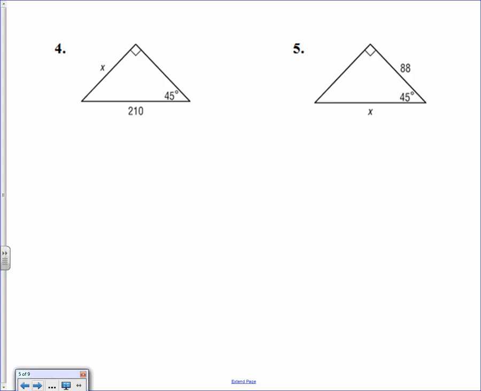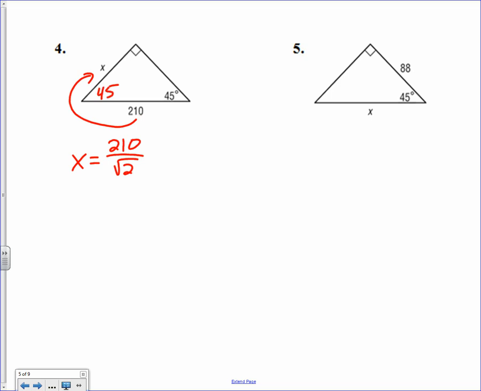All right, copy these two examples down and solve them. So copy them down, press pause, solve them, and then press play. All right, so the first one, again, 45, 45, 90. We're going from the hypotenuse of 210 to a shorter side of x. Right? So x is going to be equal to 210 divided by root 2. We talked about this on one of the last slides.